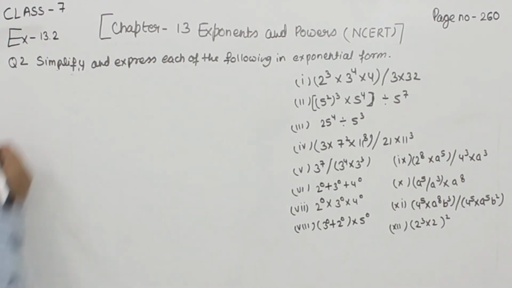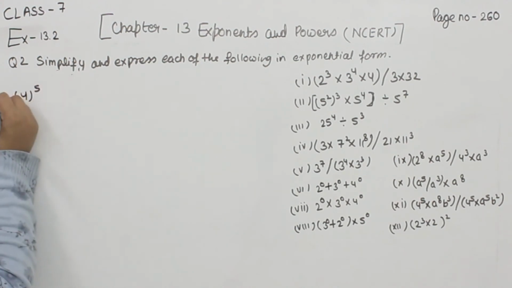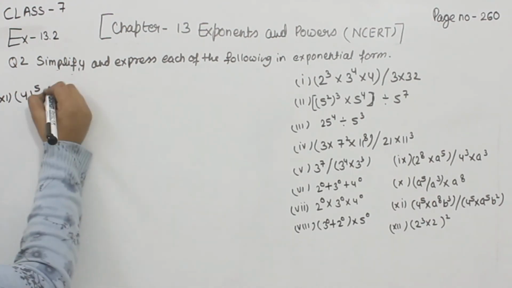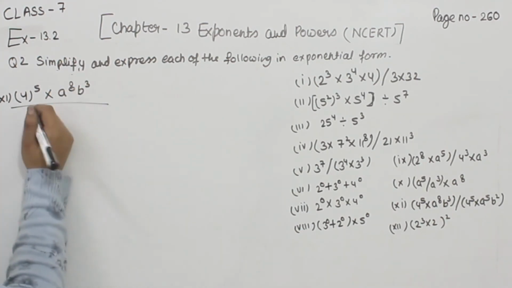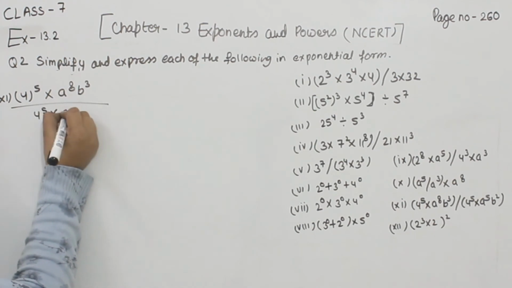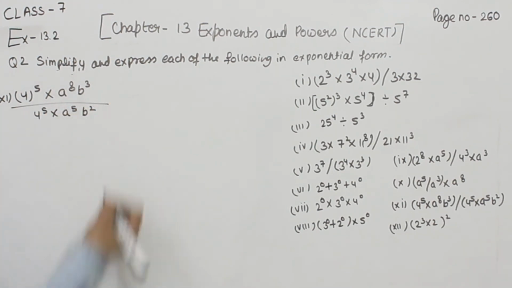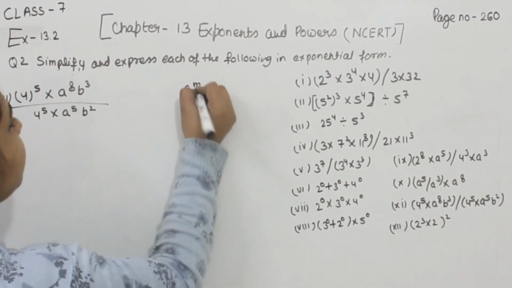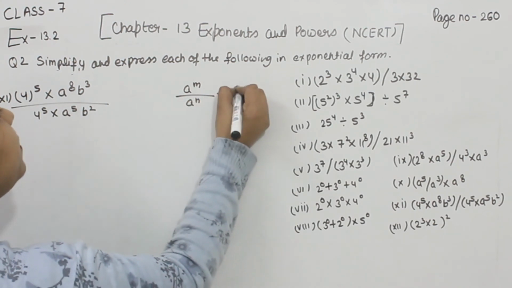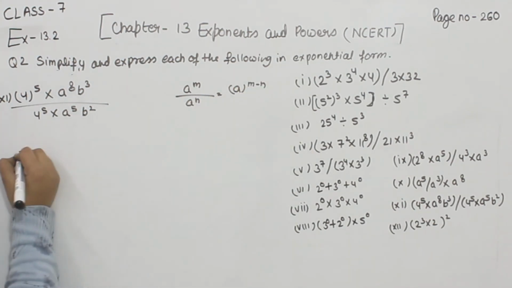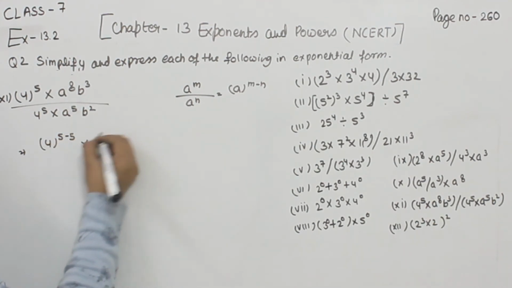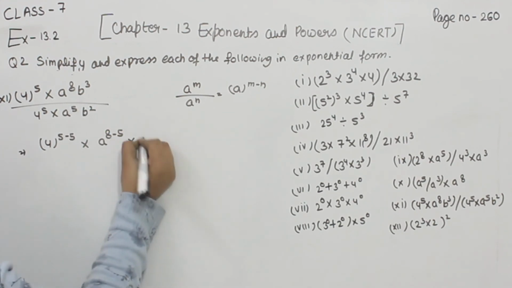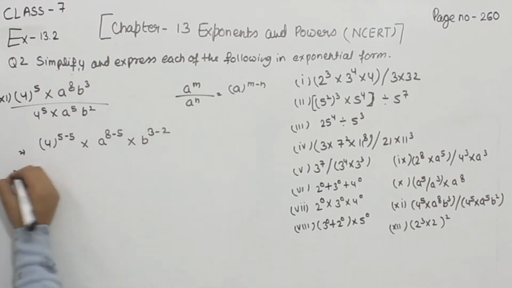In the part 11 we have 4 to the power 5 multiplied by a to the power 8 and b to the power 3. Now in the division we have 4 to the power 5 multiplied by a to the power 5 and b to the power 2. So first of all, I am going to apply a to the power m divided by a to the power n. This will be a to the power m minus n. So this will be 4 to the power 5 minus 5 multiplied by a to the power 8 minus 5 and multiplied by b to the power 3 minus 2.